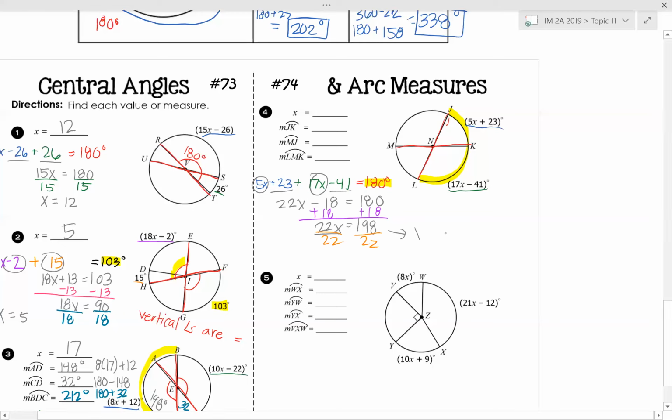So if x is 9, we can now answer these problems. So arc JK is the arc here, the blue one. So I'm going to plug 9 into that. So 5 times 9 is 45 plus 23 gives us 68.